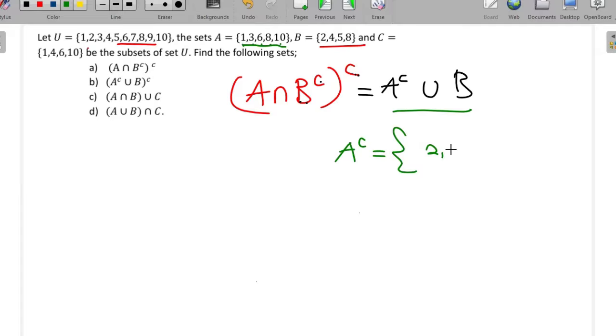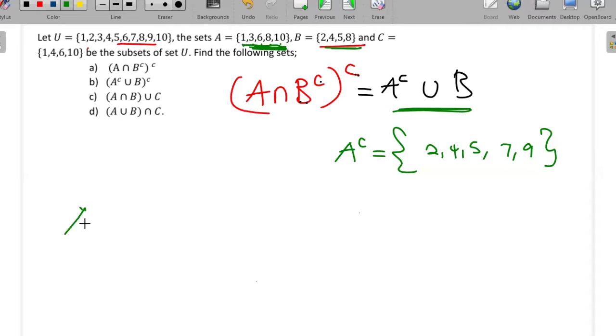2, 4 is going to be there, 5 is going to be there, 7 will be there, and 9 is going to be there. So these are the elements that I cannot see in the set A, but they are part of the universal set. So that's my A complement. And then now let's unionize this A complement with the set B, meaning we're just adding everything together.